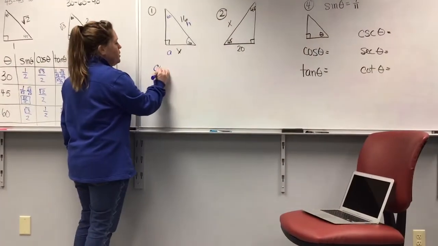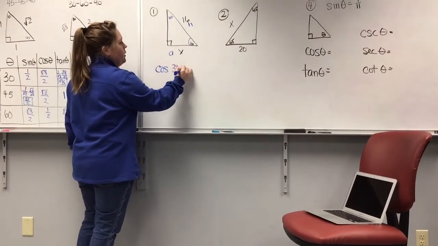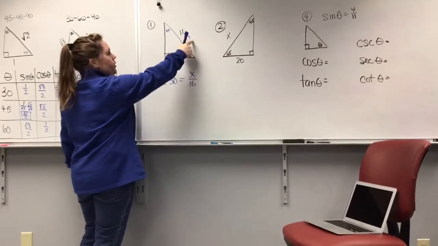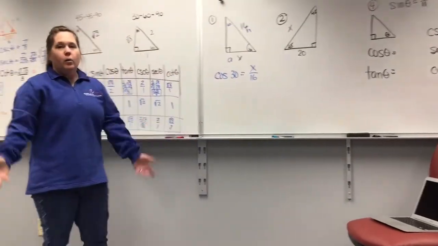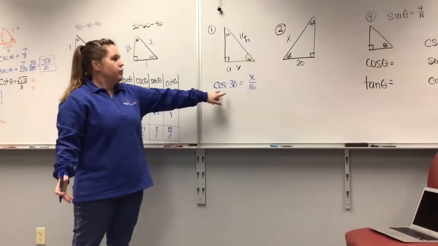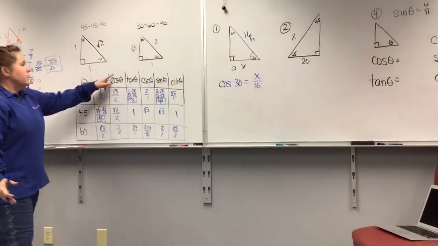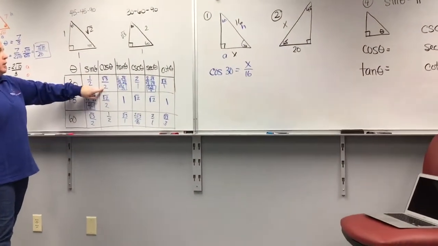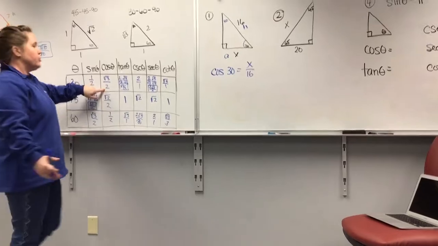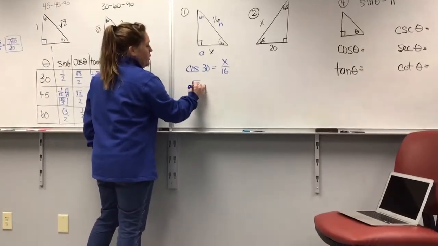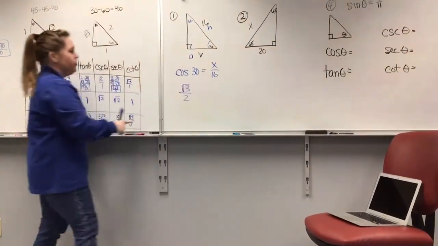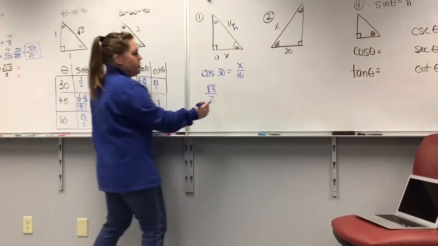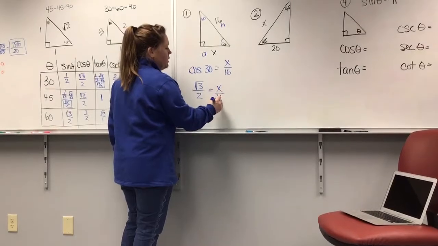So, the cosine of 30 is equal to x over 16, adjacent over hypotenuse. Now, we already know what the value of the cosine of 30 is because we just found it in this table right here. So the cosine of 30 is equal to the square root of 3 over 2. So I'm going to replace cosine of 30 with what we just said it was defined to be. Square root of 3 over 2 is equal to x over 16.